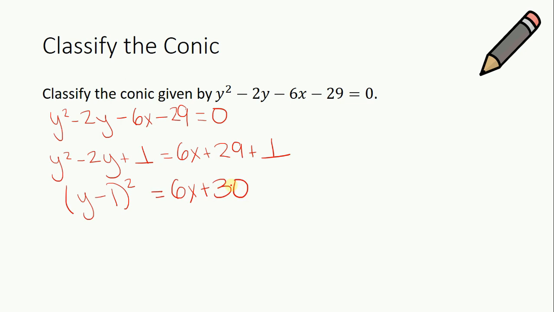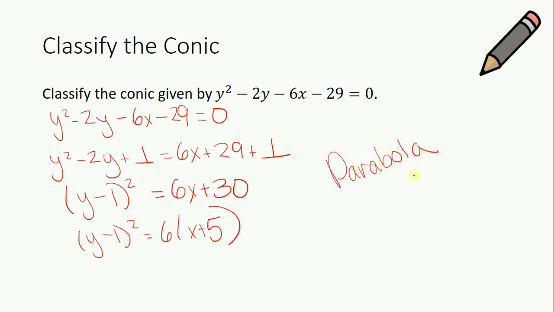Now I can't tell where my center is because I still have x plus 30. Usually there's no number in front of the x, but 6 and 30 share a number. So we can factor out a 6, and I'll have x plus 5 there. So this is in fact a parabola. This parabola has a center of negative 5, 1, or a vertex, excuse me.